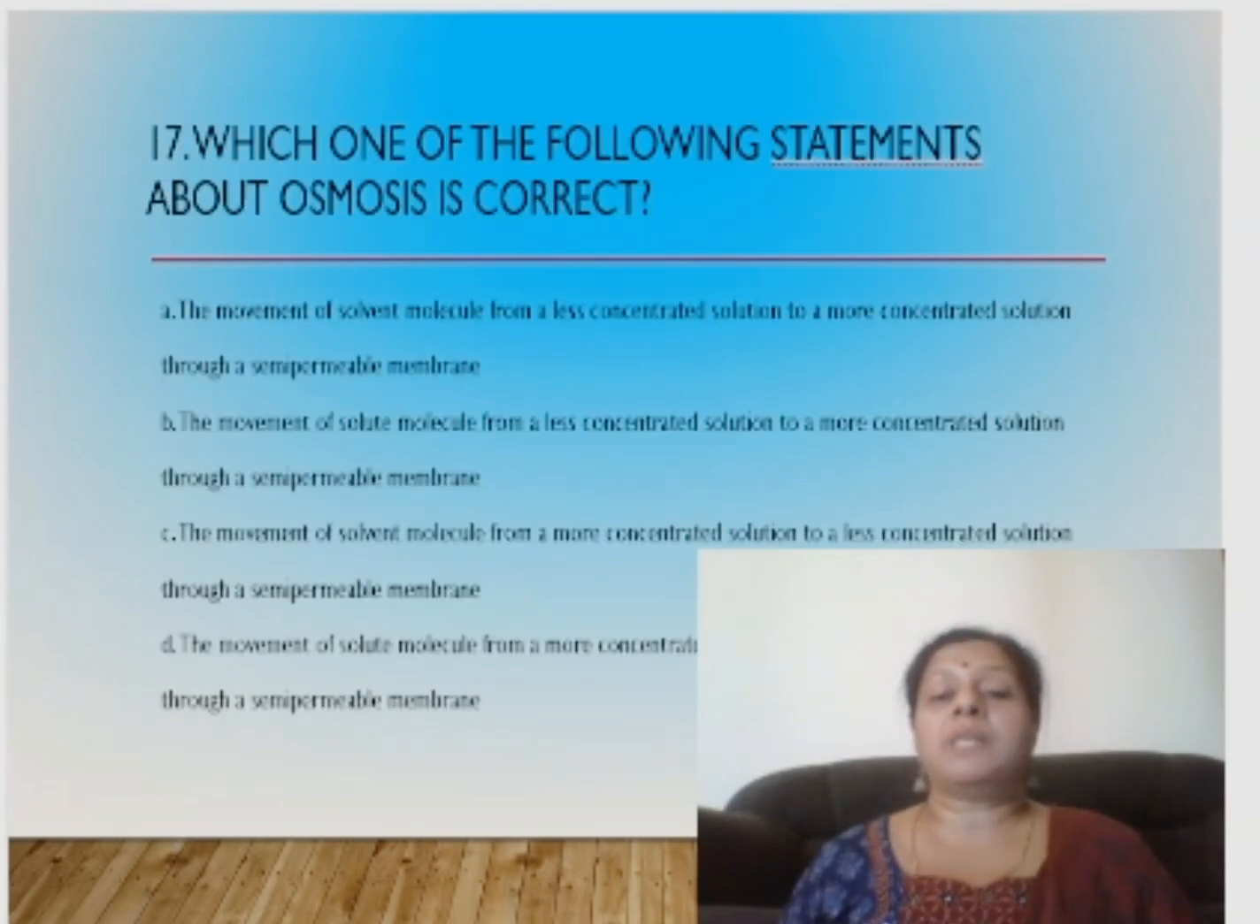Which one of the following statements about osmosis is correct? The movement of solvent molecule, means water molecule, from a less concentrated solution. Less concentrated solution means more water concentration, to a more concentrated solution where water concentration is less, through a semi-permeable membrane. So this option is correct.